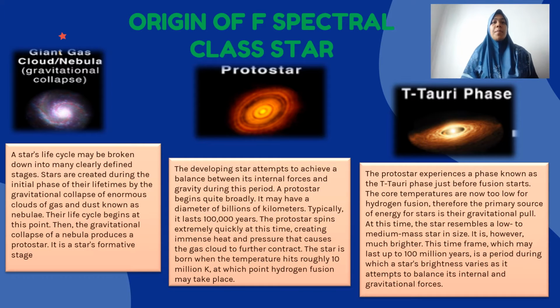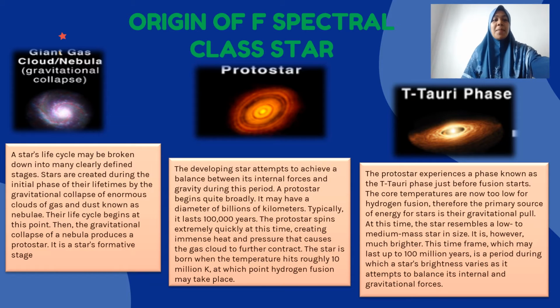Then, the developing star attempts to achieve a balance between its internal forces and gravity during this period. A protostar begins quite brightly. It may have a diameter of billions of kilometers. Typically, it lasts 100,000 years. The protostar spins extremely quickly at this time, creating immense heat and pressure that causes the gas cloud to further contract. The star is born when the temperature hits roughly 10 million Kelvin, at which point hydrogen fusion may take place.